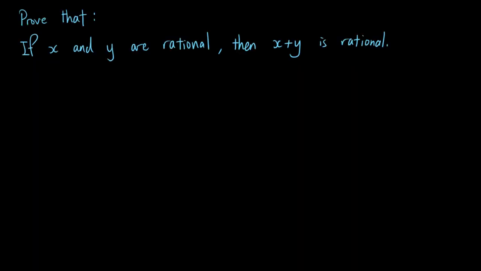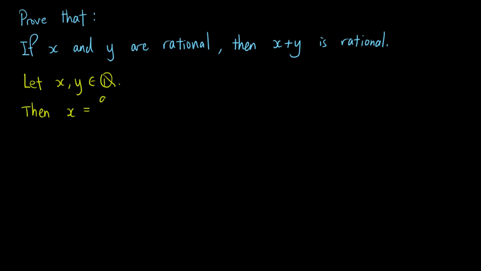Let's look at another example. This time, we want to prove that if x and y are rational, then x plus y is rational. Let's assume that x and y are rational, where we have used our fancy notation from set theory. By definition, a rational number is an integer divided by a non-zero integer.